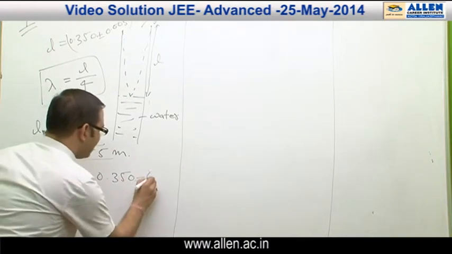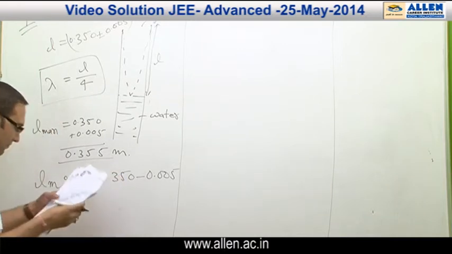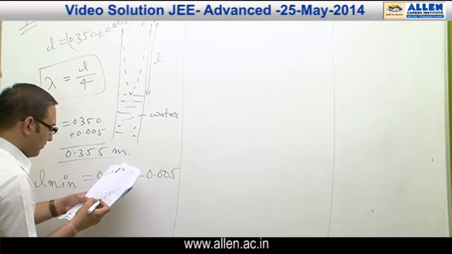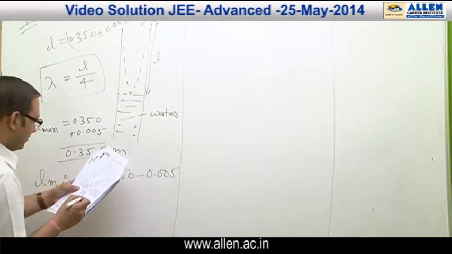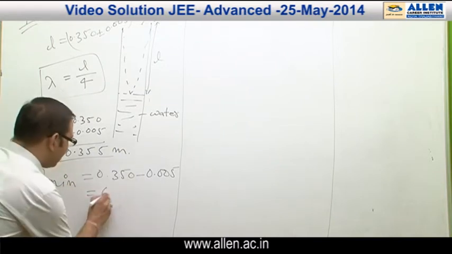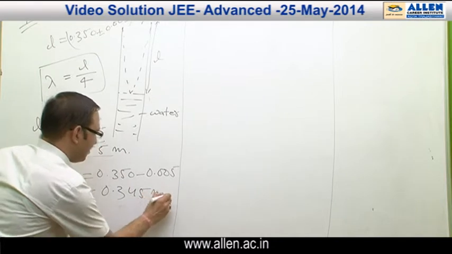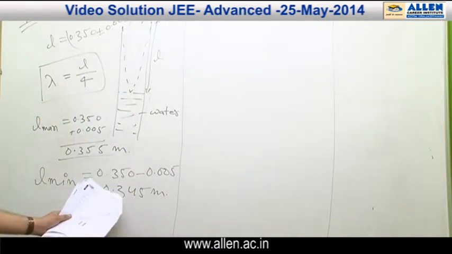This is the maximum length, and the minimum length, L minimum, is equal to 0.350 minus 0.005, and it comes to be 0.345 meter. So this is the range of length: this is the maximum length, and this is the minimum length.